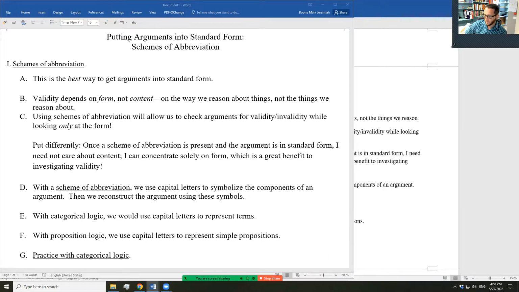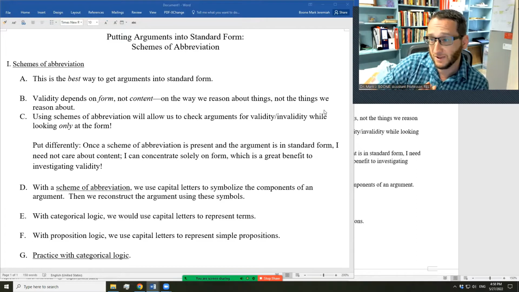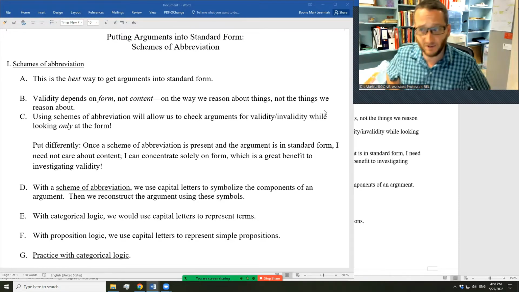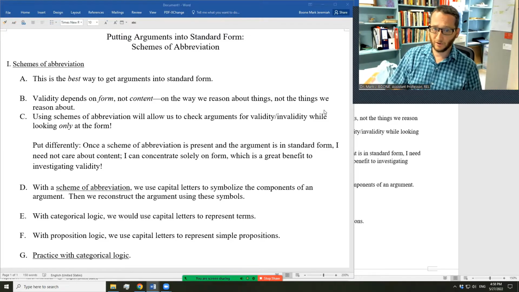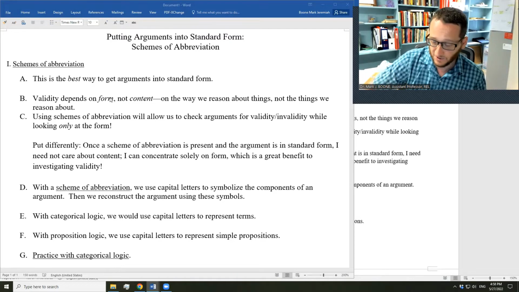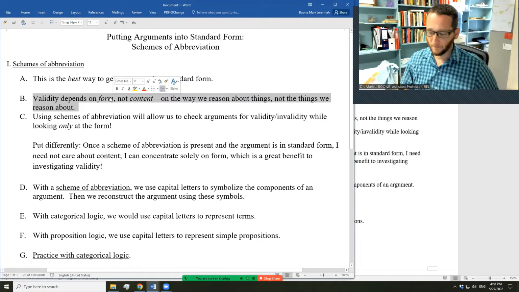In inductive logic, we're interested in whether the premises of the argument provide good probabilistic support for the conclusion. In deductive logic, we're interested in whether the premises of the argument guarantee the conclusion. Now, this is especially important for deductive logic because validity depends on form, not content, which is to say, well, let's make sure we define the term validity.